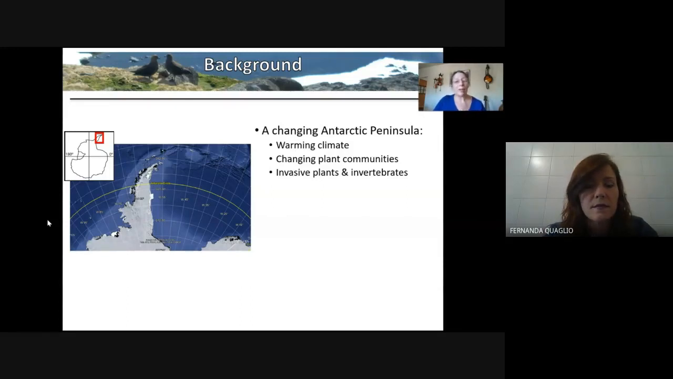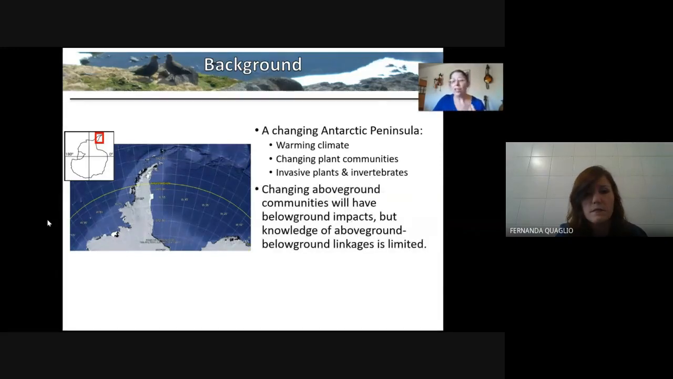That changing climate makes the peninsula susceptible to changing biotic communities. Warming temperatures allow the expansion of native species into new habitats, as well as the establishment of invasive species both above and below ground. The peninsula already has documented invasions of an annual bluegrass, as well as invasive chironomid midge and several species of springtail. Changing plant communities will certainly have below ground impacts.